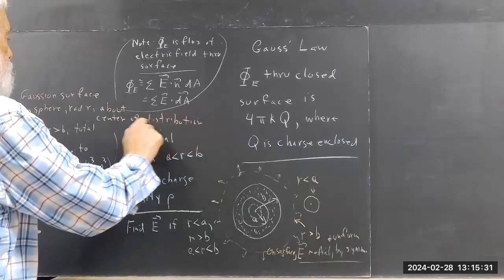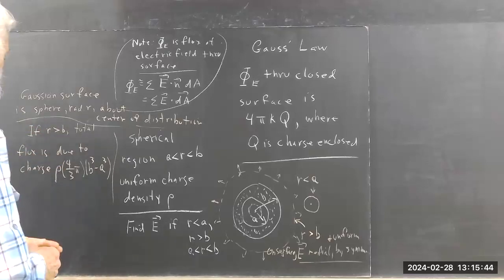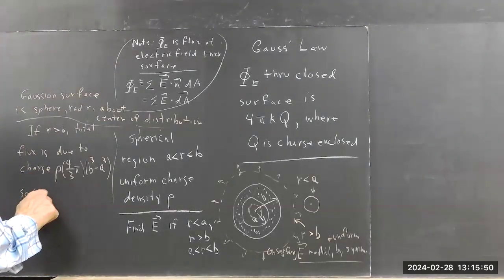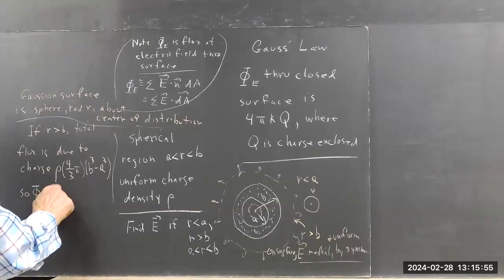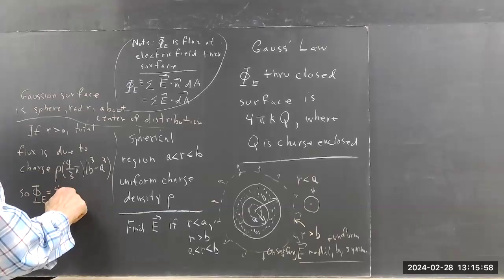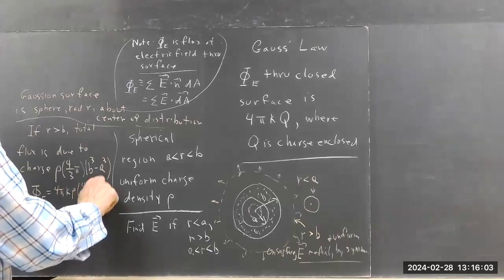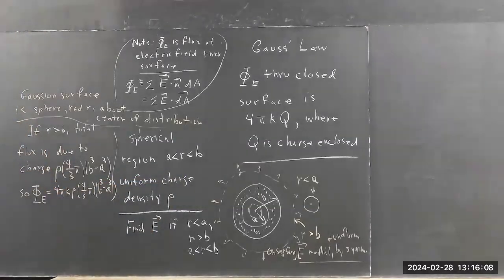Center of our distribution. This only works because the distribution is spherically symmetric. So if R is greater than B, there's our total charge. Well, our flux is due to the total charge. And we write it down. It's starting to look kind of long.